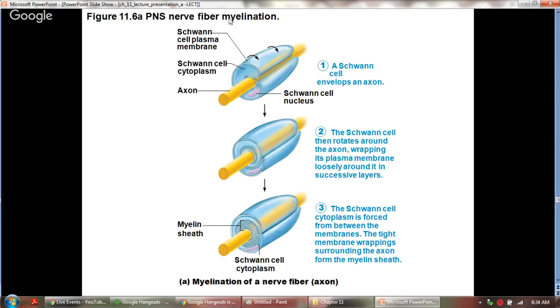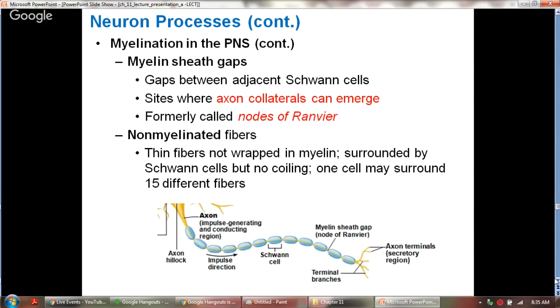So this is what is being discussed so far: one Schwann cell wraps around the nerve fiber and forms a very good insulator around it. The myelin sheath, because one cell forms one myelin sheath, is very segmented. So these are one Schwann cell, second Schwann cell, third Schwann cell.